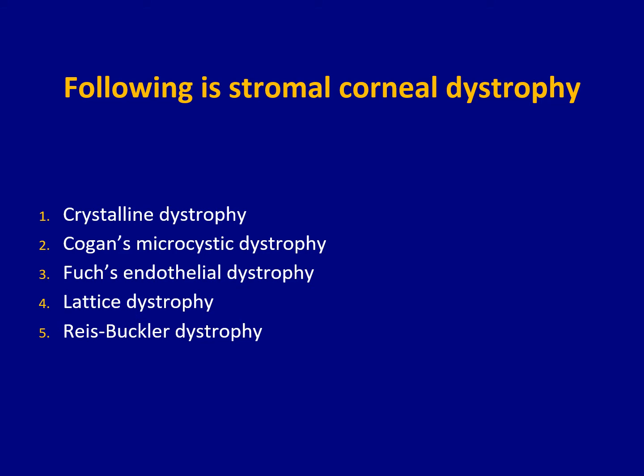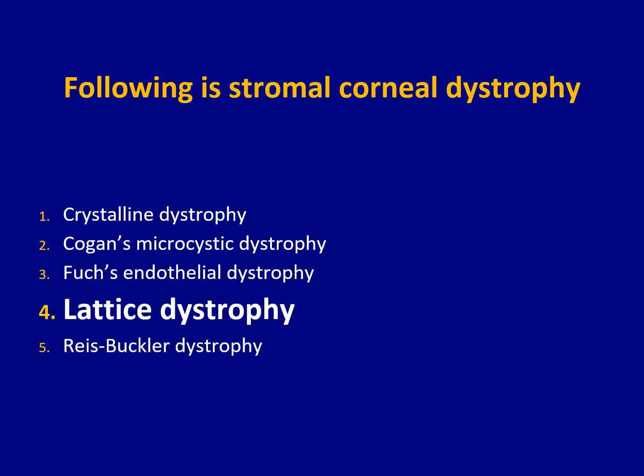Next MCQ is again, following is a stromal corneal dystrophy. Just for memory, crystalline is not stromal, Cogan is not stromal, Fuchs is endothelium, Reese-Buckler is anterior. So we are left with the lattice, so that must be the answer. And that is the answer, lattice dystrophy.